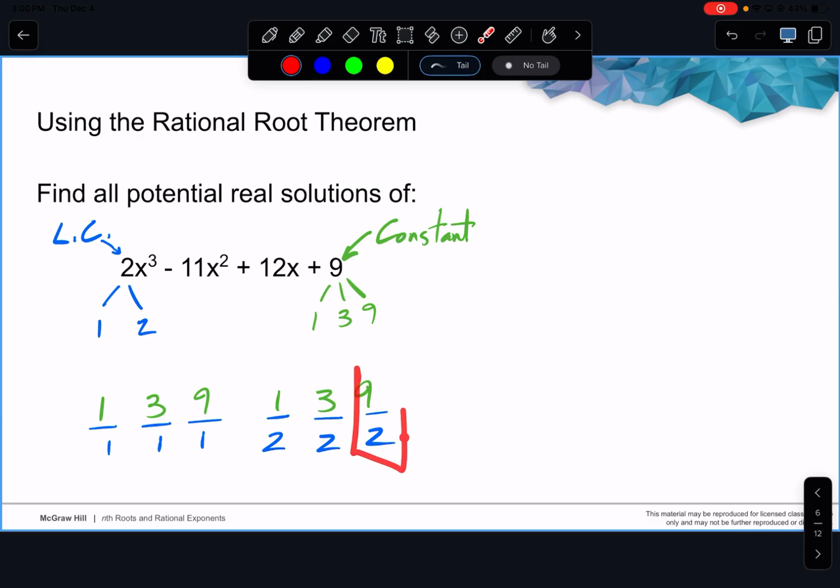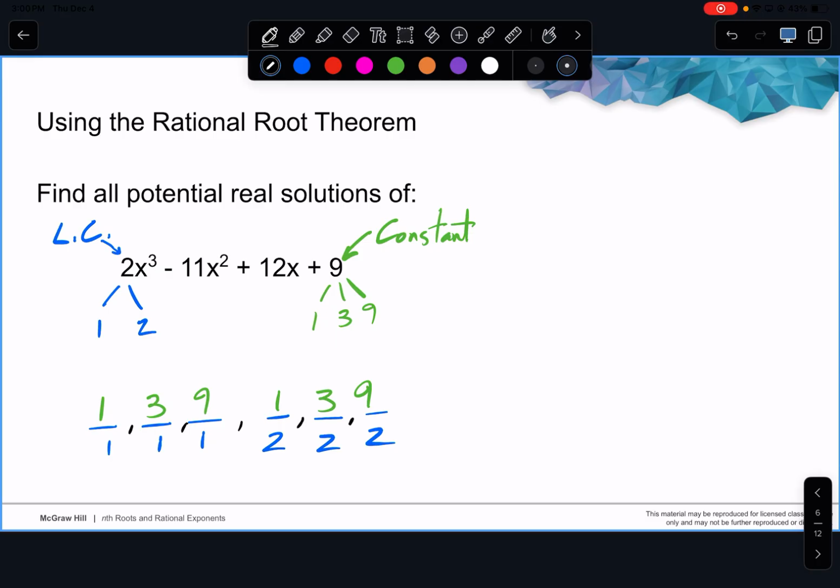What's 9 over 3? 3. So then if this were 9 over 3 and this was 3, those would be the same thing. So we would have a repeat, right? So with some of these, like on the second one that we're going to do, the list will be longer, but some of them will be repeats, okay?